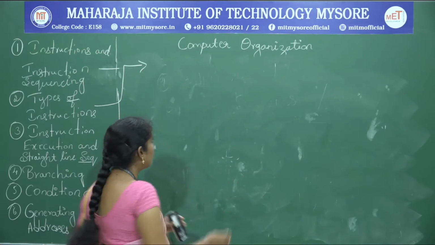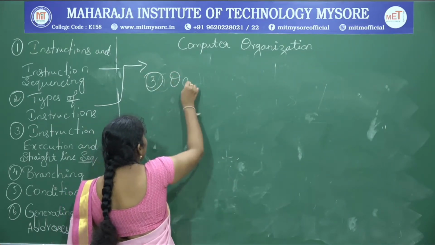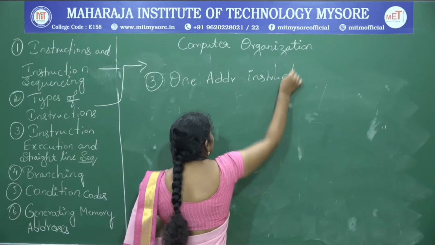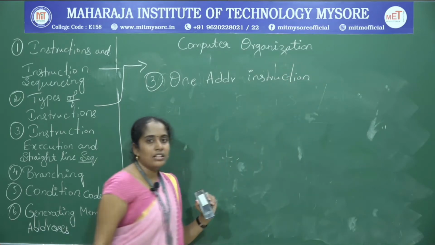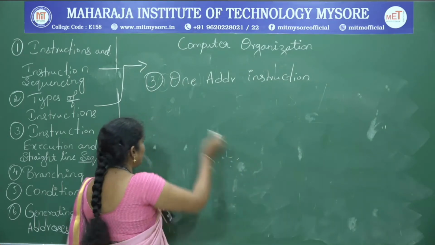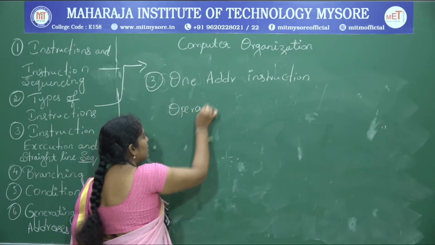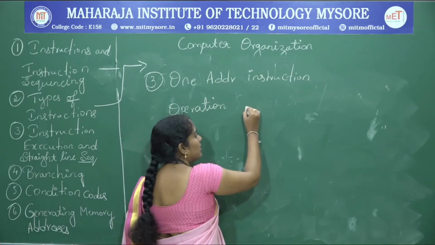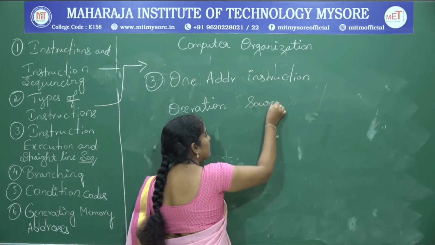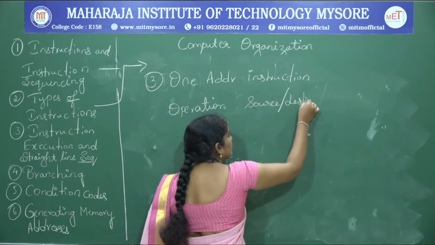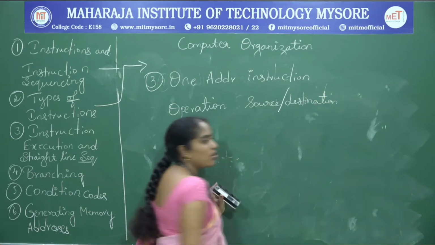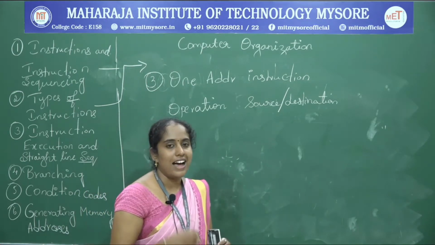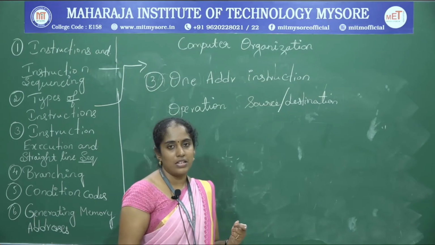So, the third type is one address instruction. Here in the one address instruction, the format is first the operation, and it contains either a source or a destination. So one is the source, another one is the destination.